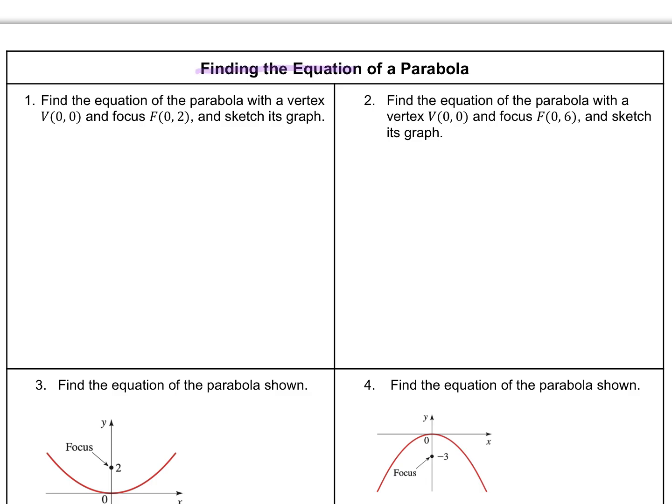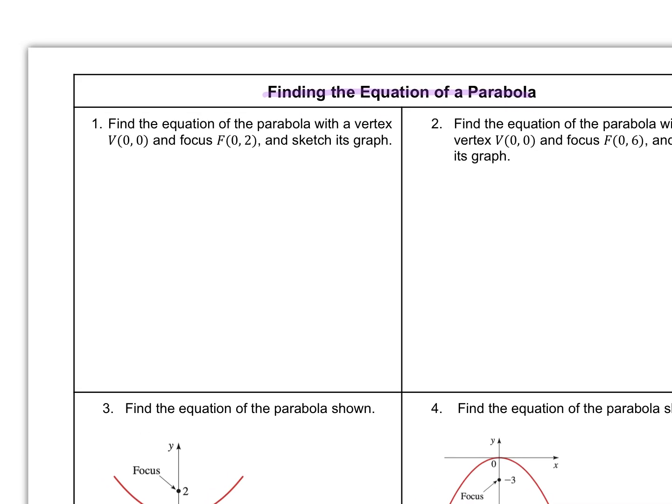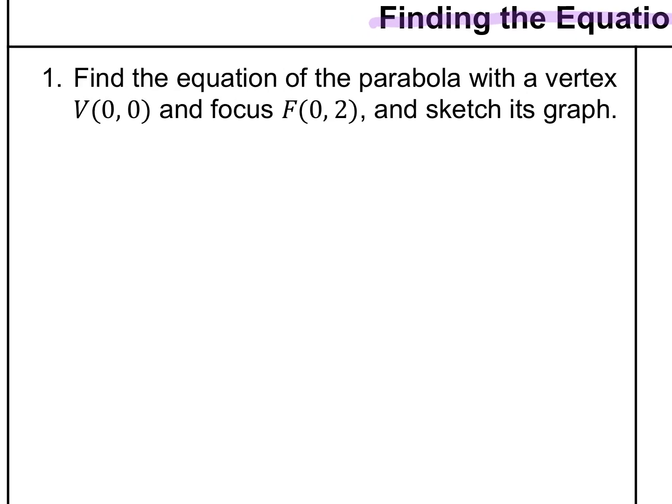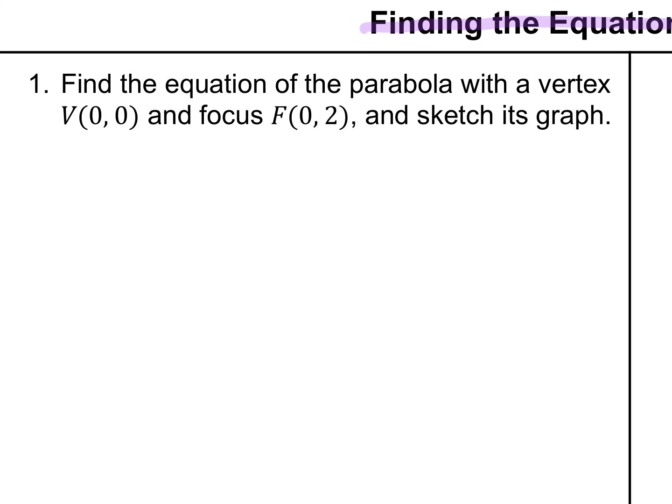Finding the equation of the parabola. Okay, so let's go for number 1. Find the equation of the parabola with a vertex V at (0, 0) and focus at (0, 2) and sketch its graph. Okay, so let's understand this one. The focus F is (0, 2). So in my graph, where can I find my (0, 2)? It is somewhere here. If this is 2, then it's somewhere here. And the vertex is at (0, 0). So it means that my parabola will be opening this way.